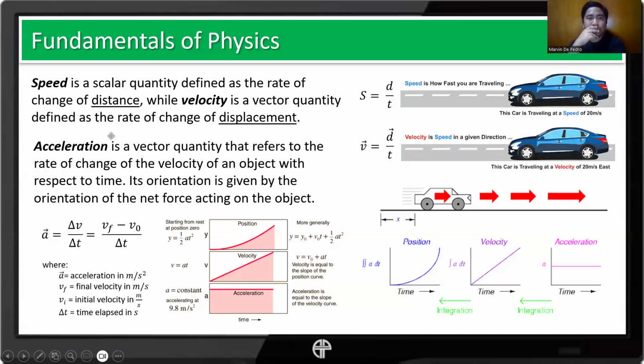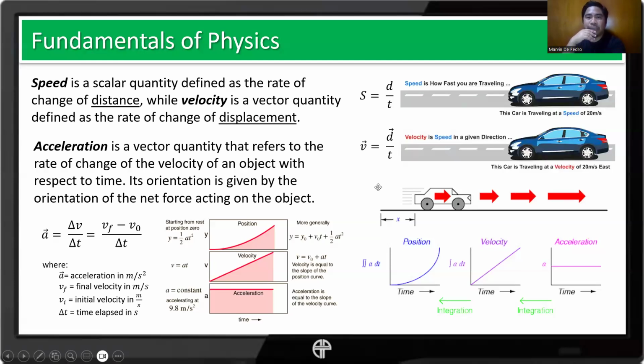So the orientation of acceleration is given by the orientation of the net force acting on the object. Force is another vector quantity, which we will be discussing in one of the next modules. We're going to talk more about force in those modules, right? Okay, kindly observe this graph.